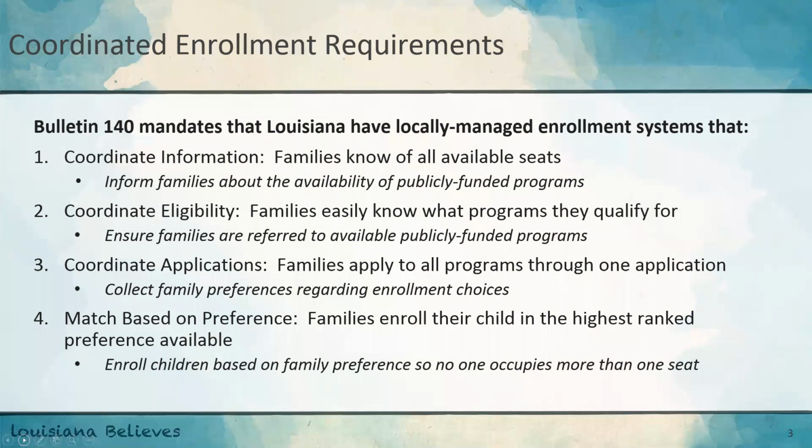So let's talk a little bit about why we're doing this today. Bulletin 140 requires that a coordinated system of student enrollment is established within each community network, and as lead agencies, you are required to incorporate each component of the four-part enrollment system: the coordinated information campaign, coordinated eligibility determination, coordinated applications, and matching based on family preference. Today, we're going to focus specifically on coordinated eligibility determination, because eligibility is ultimately the core of these programs.